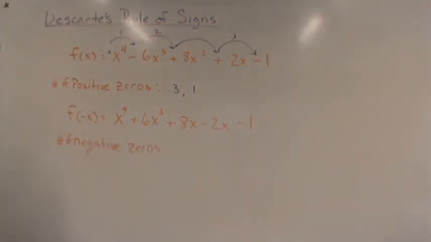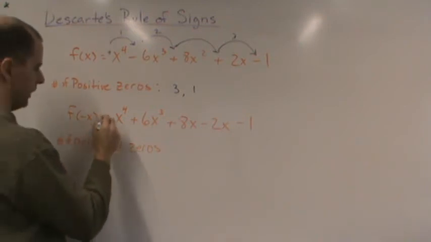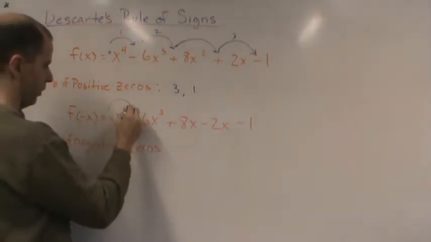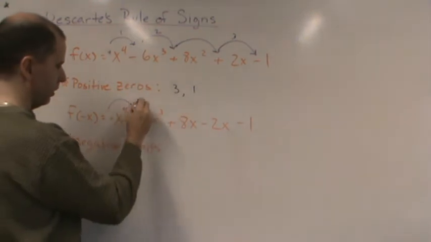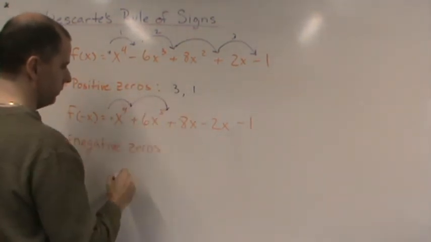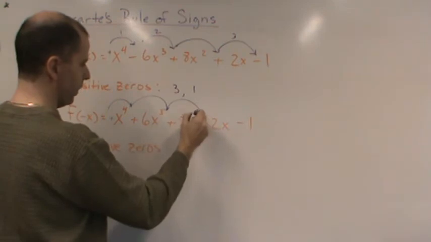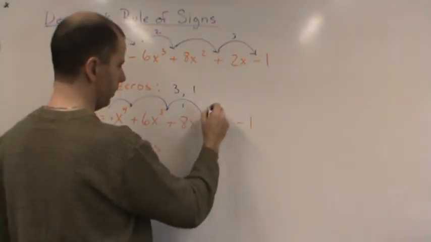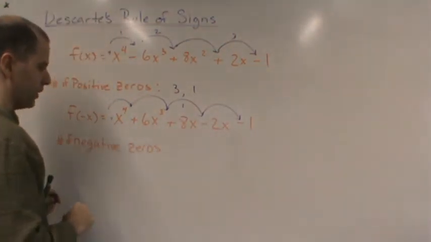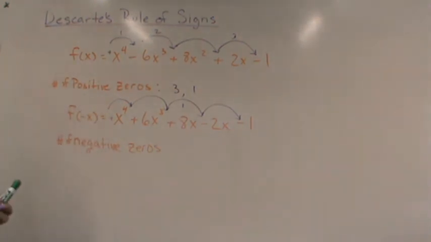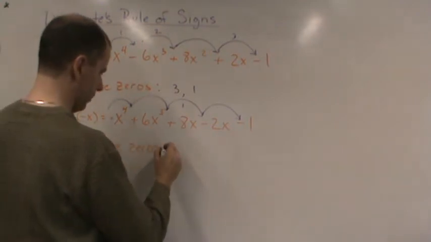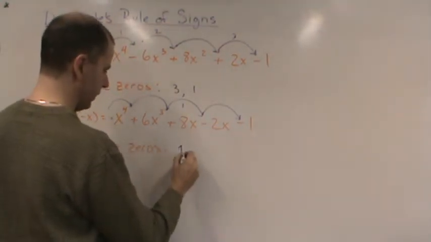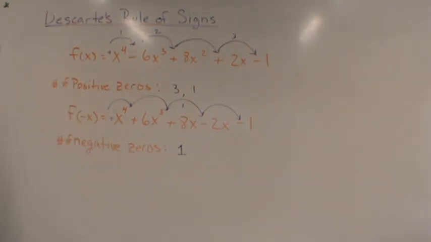Now let's look at the sign changes here. If we look here, this is plus, so no sign change here. No sign change here. One sign change here. No sign change. So that means we only have 1 sign change, which means that there is exactly 1 negative real zero. So there has to be exactly 1 negative real zero.